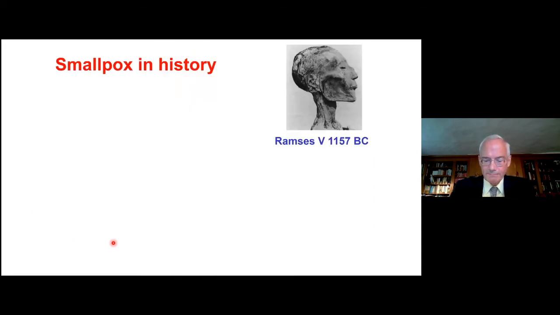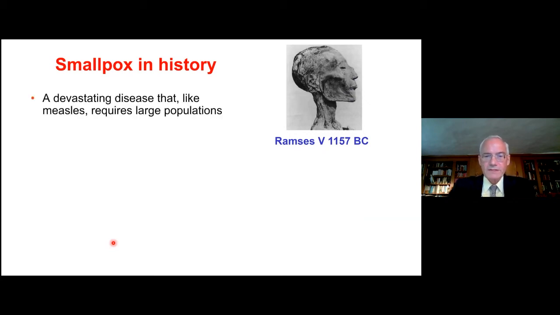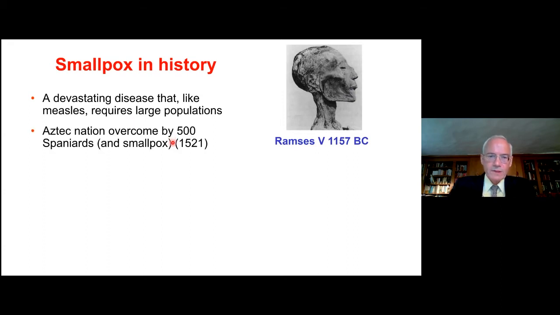While smallpox has played important roles in human history, it was a devastating disease that, like measles, required large populations to persist. And so this would only have happened in man when we changed from being hunter-gatherers to city dwellers and farmers so that large populations could build up. And that would have only happened perhaps 5 to 10,000 years BC. So smallpox has profoundly influenced human history.